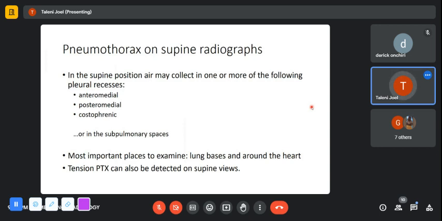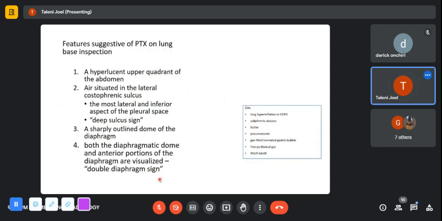More tricky, but you can also detect a pneumothorax. The important places to inspect are the anteromedial, posteromedial, costophrenic, as well as the subpulmonary spaces, because these are all areas where air can accumulate when the patient is lying supine. And it's also important to note that we can also detect a tension pneumothorax on supine views.